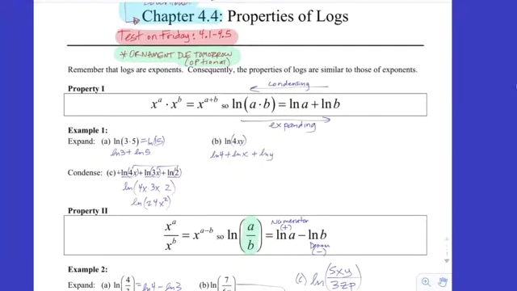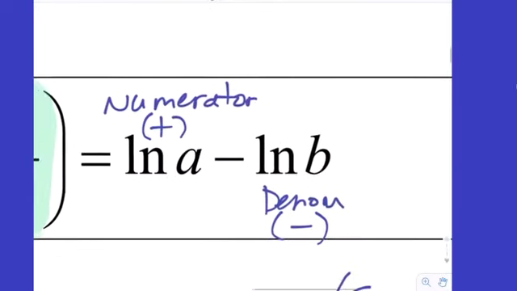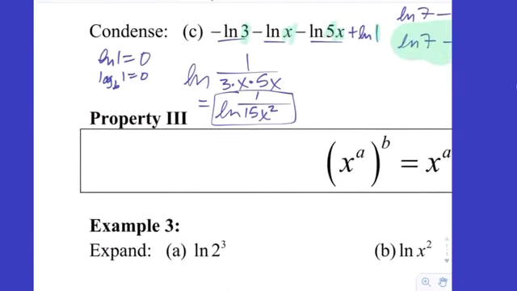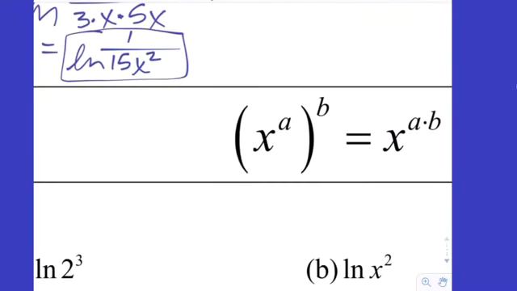All right, to review the 2 properties. Multiplication turns into addition, and division turns into subtraction. The last property is my favorite. If I were to have a favorite, it would be property number 3. All right, so let's look at the exponential rule.